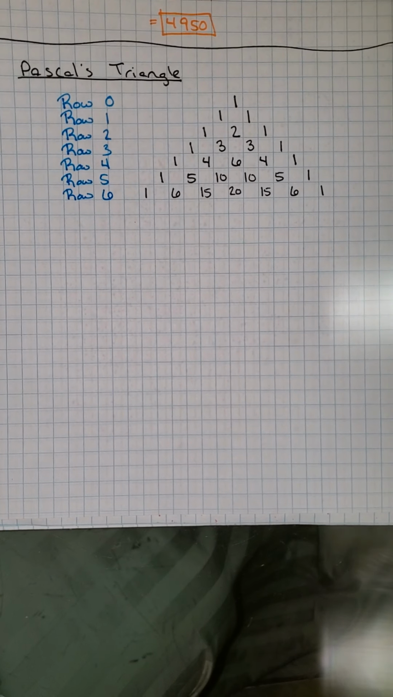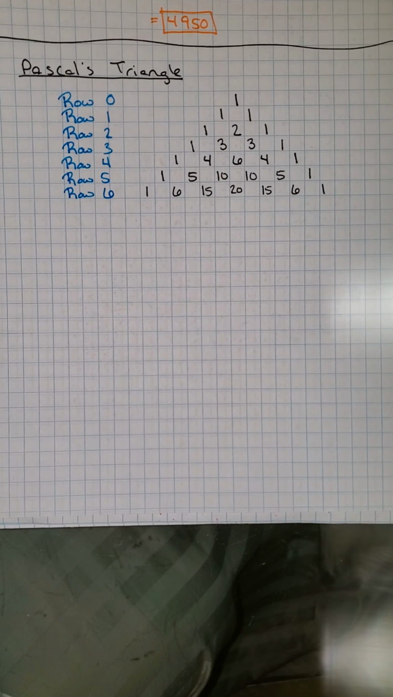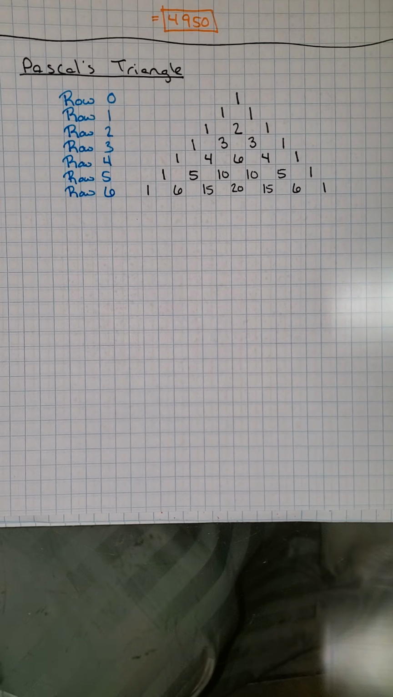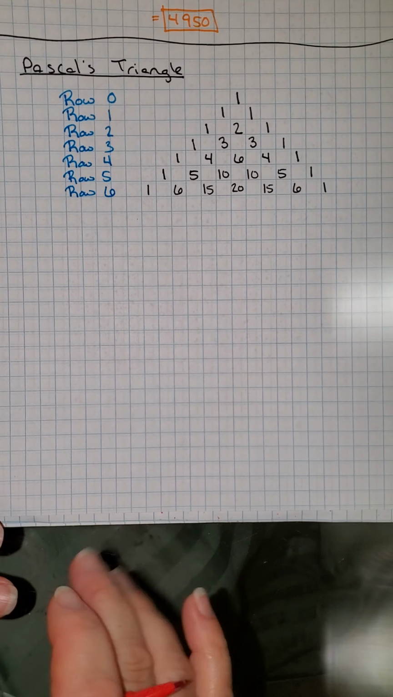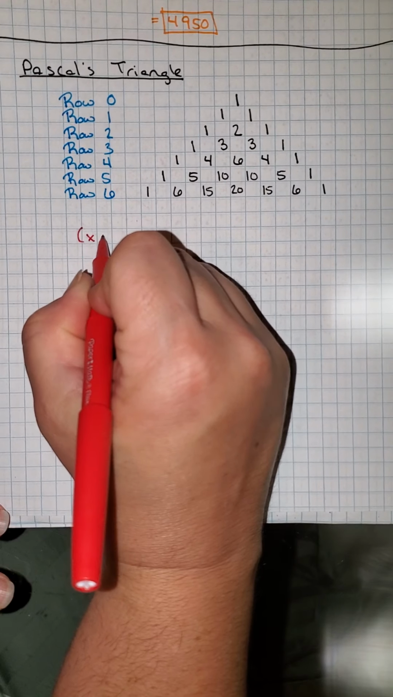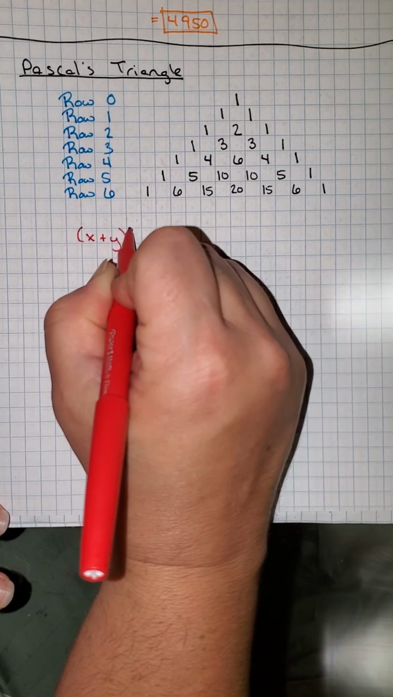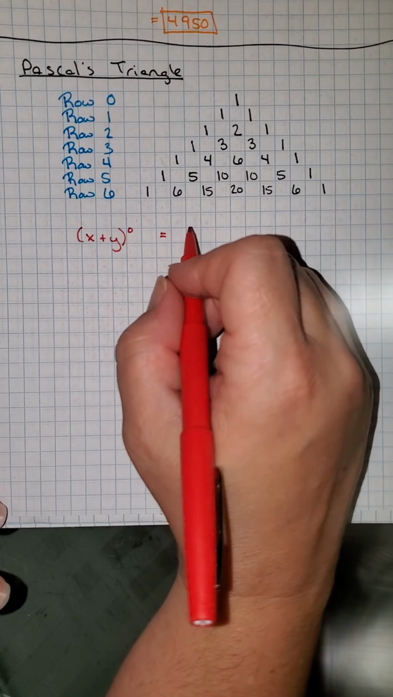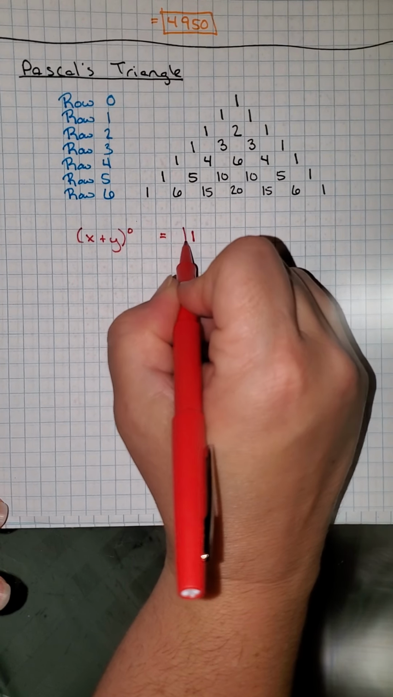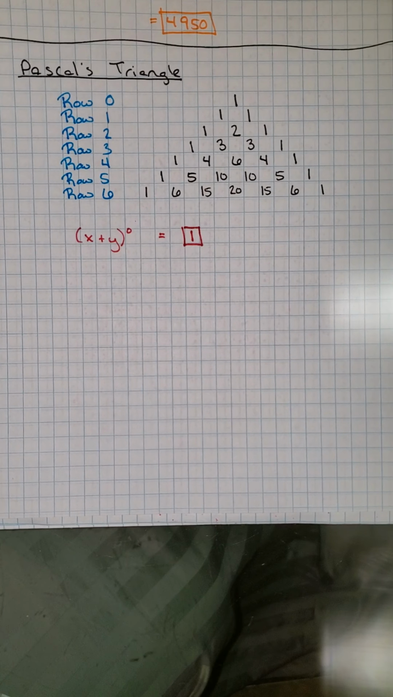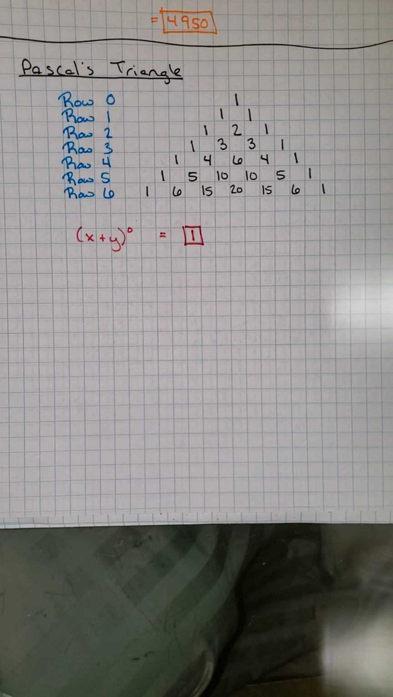Alright, now let me work some stuff out here, and we'll try to form some relationships. First thing I'm going to do is x plus y to the 0 power. So x plus y to the 0 power is just 1, because anything to the 0 power is 1.